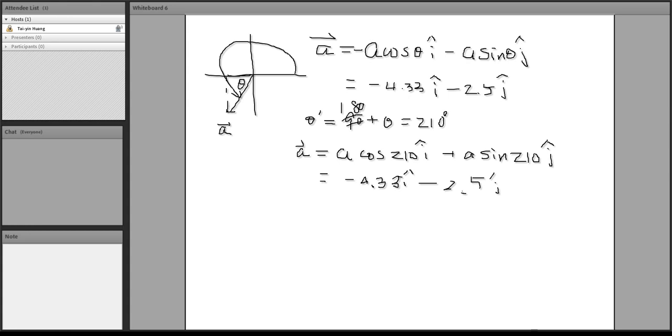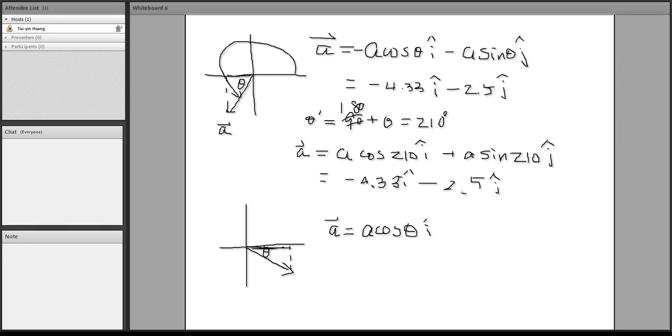Okay, so what about when you have a vector that's pointing in the fourth quadrant? Say you still have the same vector magnitude, and the angle here is theta. So again, draw a dashed line here as a reference. Your vector A now is equal to the magnitude A times cosine theta i hat, because the x component is this one, adjacent to the angle. So you can see that I'm actually using a smaller angle. The x component is positive, and the y component is negative, so we have to manually put a negative sign in front of it. So minus A times sine theta j hat.